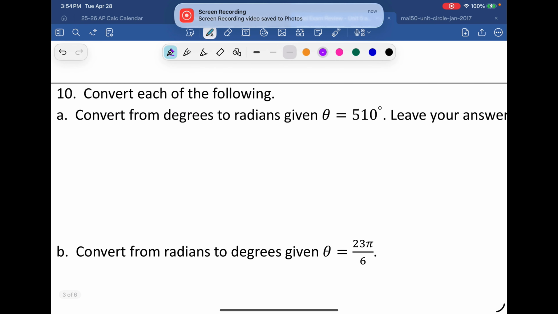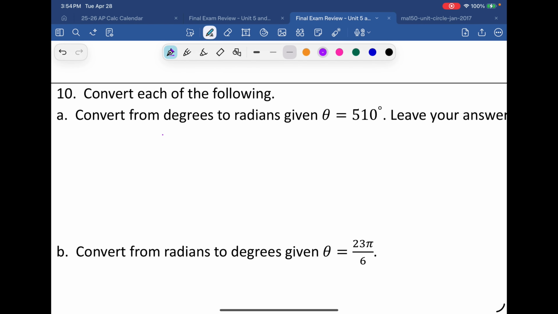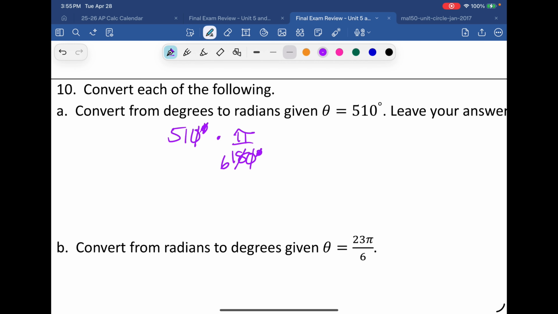Convert from degrees to radians. To go from degrees to radians, multiply your angle by pi over 180 degrees. So degrees cancel. The 0 cancels because they were divisible by 10. So we get 17 pi over 6.